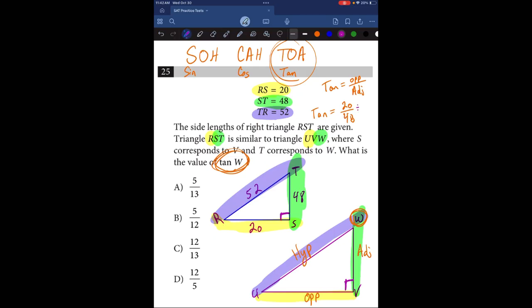And I know a 4 can go into both 20 and into 48. And if I simplify that out, we're going to get 20 divided by 4 is 5. 48 divided by 4 is 12. 5 over 12. B is your answer.